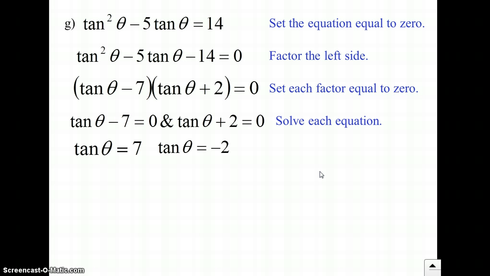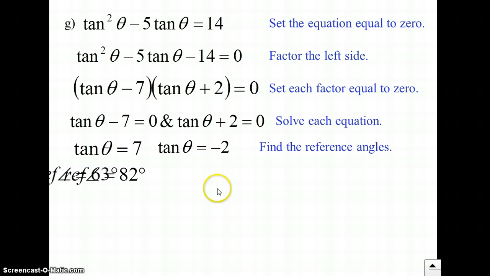Our next step would be to find the reference angles. So the reference angle of tangent theta equals 7. I'm going to go second function tangent of 7. I get a reference angle of 82 degrees. Tangent theta equals negative 2. Again, the ratio is negative, but to find my reference angle, I ignore the negative sign. So I'm going to say second function tangent of positive 2 and get a reference angle of 63 degrees.